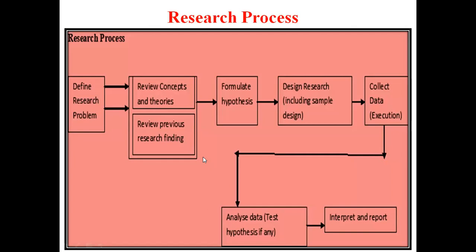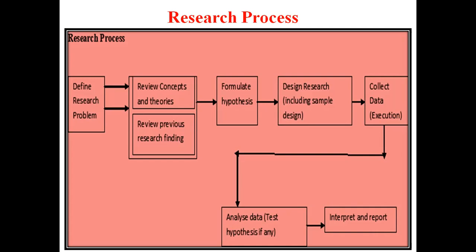The research process includes: first, you should define the research problem, review concepts and theoretical framework, then review previous research findings in which you are interested, and then you should formulate a hypothesis which will be different from others who already contributed in this regard, and then design the research, including sample design, and then collect data and arrange data in a software, then analyze data and test your hypothesis. You have to assume your null hypothesis, and then interpret your results and report. This is the simple research process.